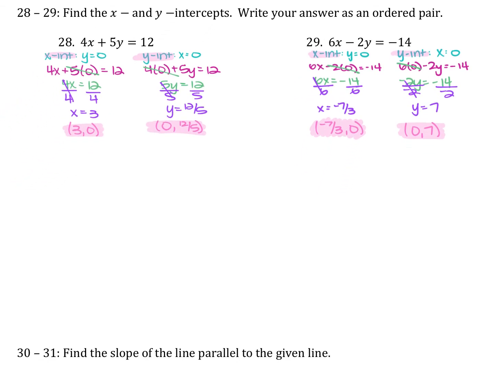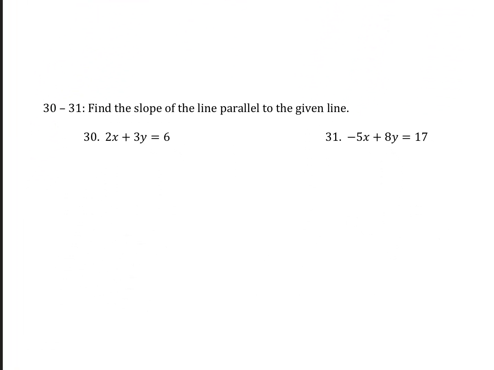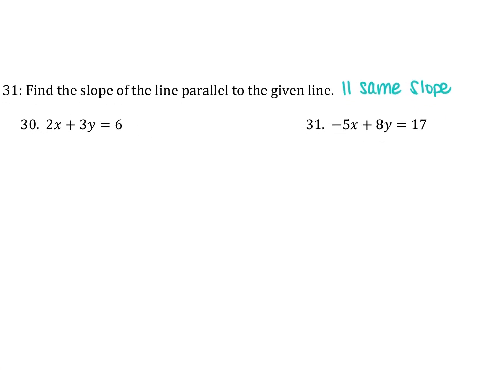For your next set of questions, you're finding the slope for the line that's parallel to this given line. Remember, the parallel line is the same slope. So if we look at these, first put them into slope-intercept form, then find the slope from them. So we're putting them into y equals mx plus b.